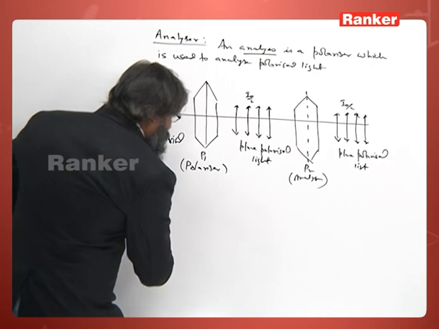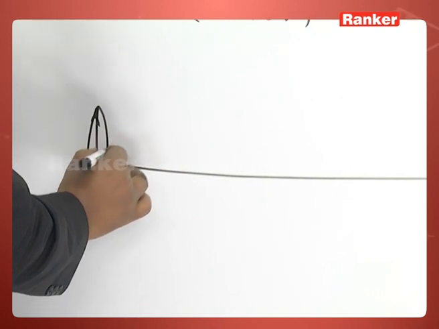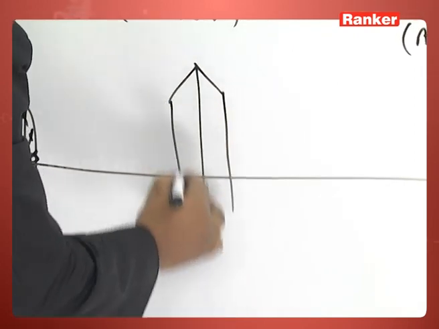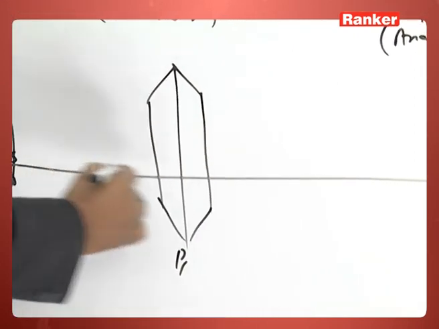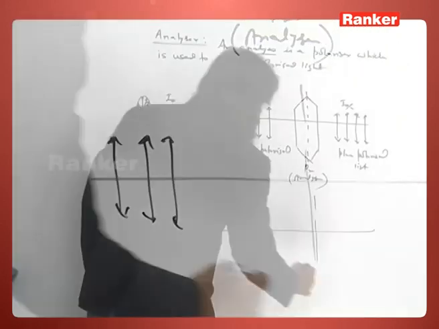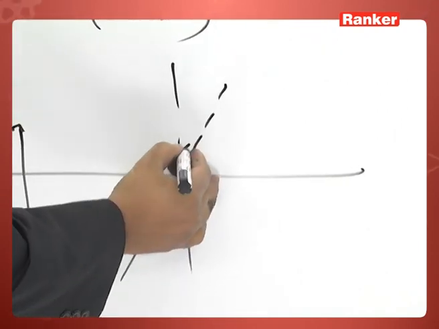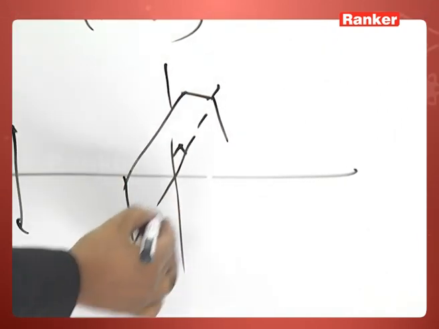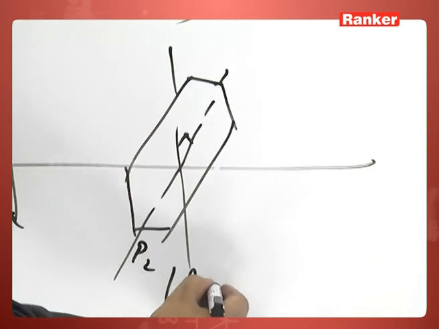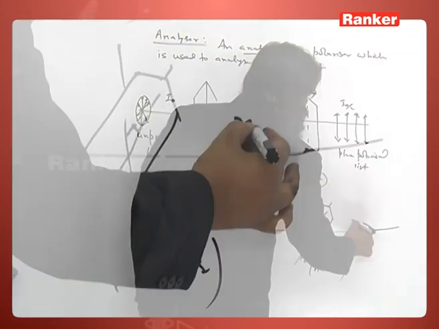Same thing we are doing again here. This is my unpolarized light, this is my polarizer P1, so it produces a plane polarized light. Now this time I have rotated my analyzer P2 by 90 degrees. What I observe is no light.